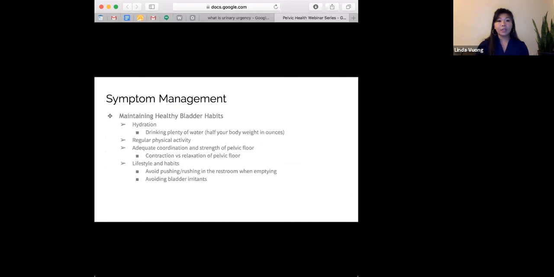Symptom management for healthy bladder habits. So, hydration. Drinking plenty of water, and I mean flat, boring, clear water, not carbonated, not sweetened, not any of the sort. The regular one that comes from the geyser.